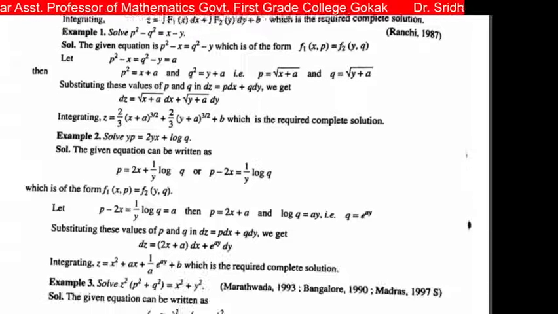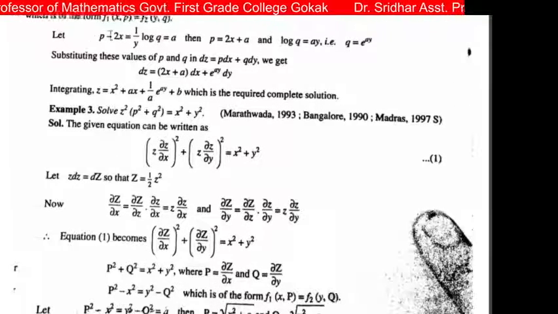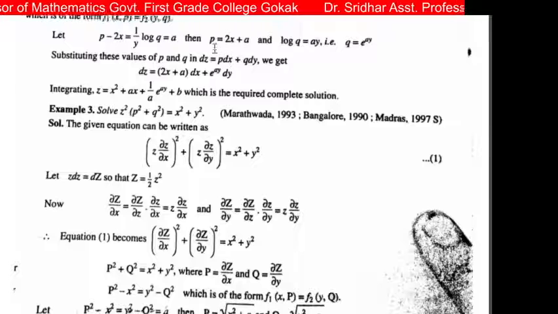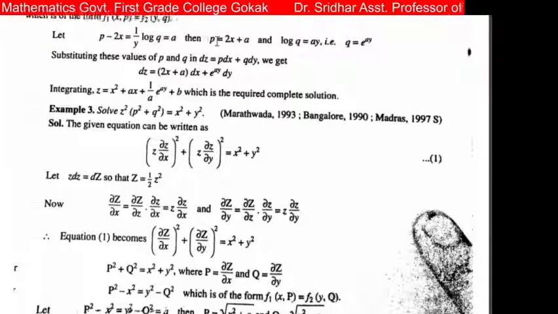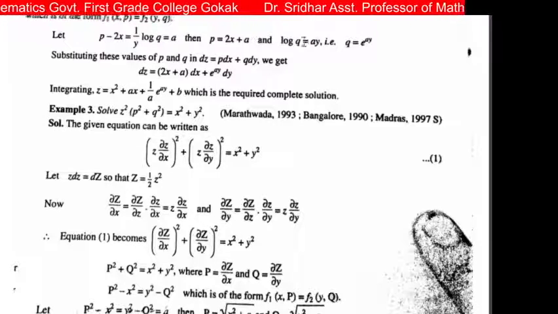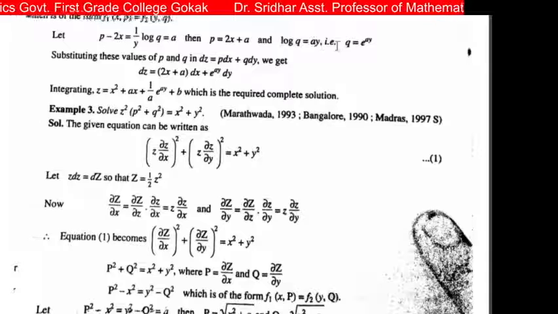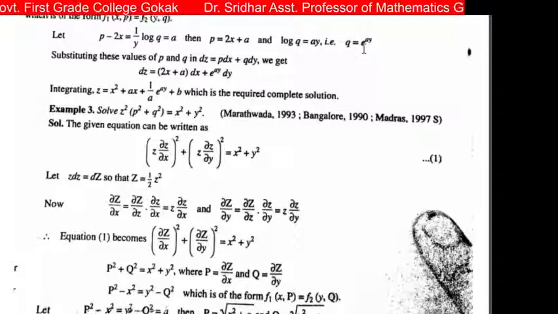Now I bring this 2x to the left of p, so p - 2x = (1/y) log q. Now this is again of the form f1(x, p) = f2(y, q). So this gives, integrating, p = 2x + a and log q = ay, that means q = e^(ay).